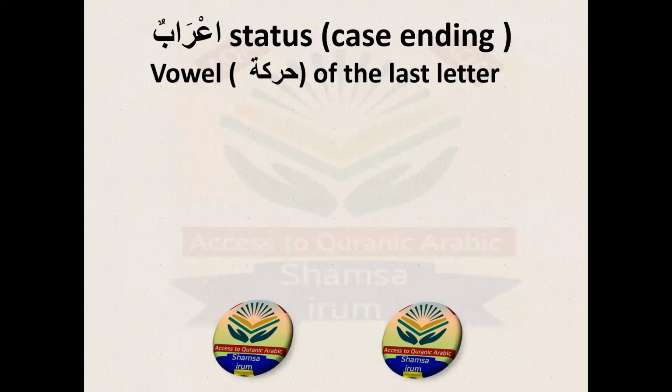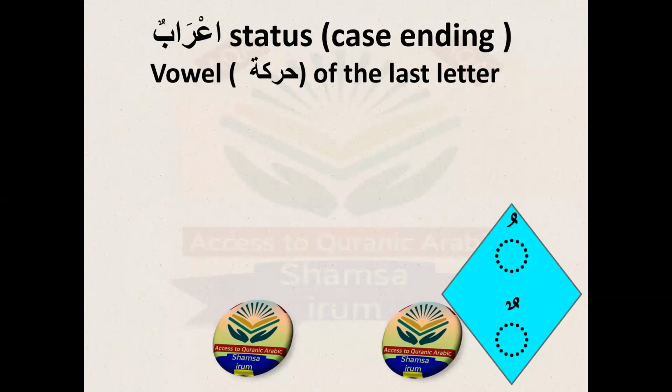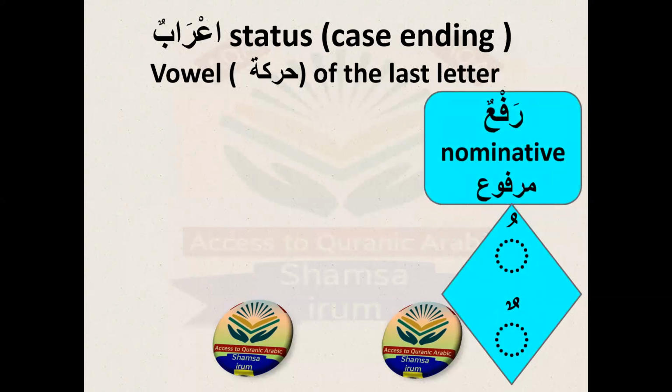So what you have to notice, especially if you want to know the airaab of this word, is the last letter: how it finishes, on which haraka it finishes. If the last letter finishes on the dhamma, it will come in the category of rafa. You will say it's a rafa word, a marfu word. The case ending is rafa. The status of the word is rafa. Okay, if the word finishes on which letter?